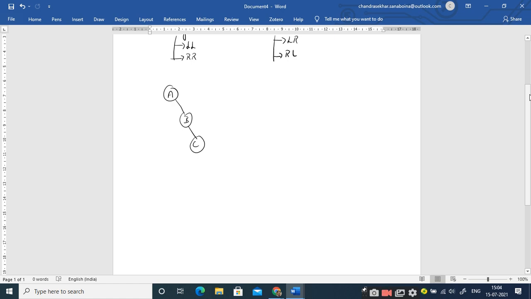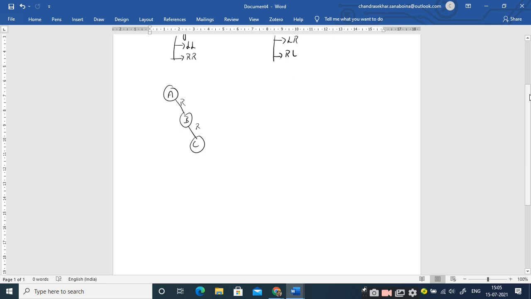RR imbalance, right of right imbalance. The point you have to remember is that you will get confused only in terms of double rotations. So you don't have any confusion here. Right of right is there. So what is the solution? Is it a single rotation or a double rotation? Single rotation, simple. Similarly, LL means you have to apply a single rotation.